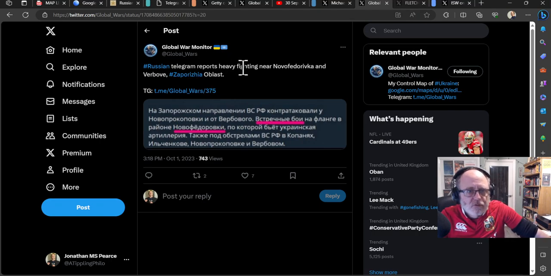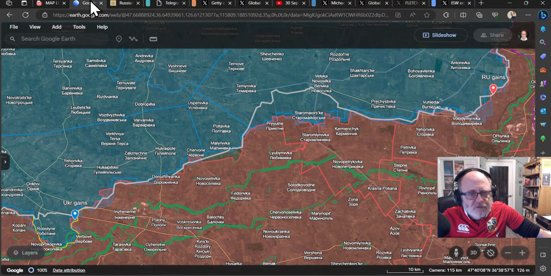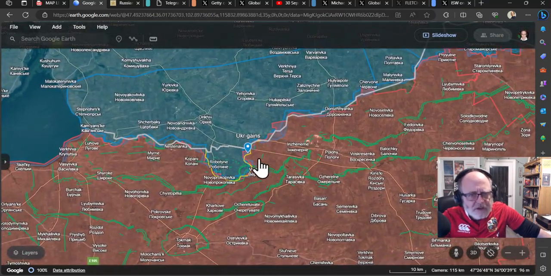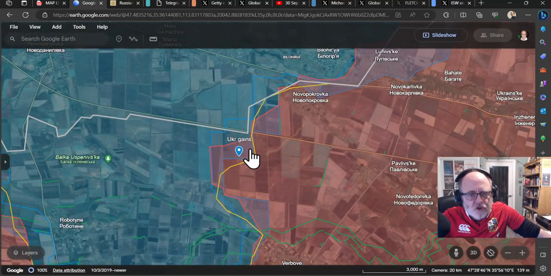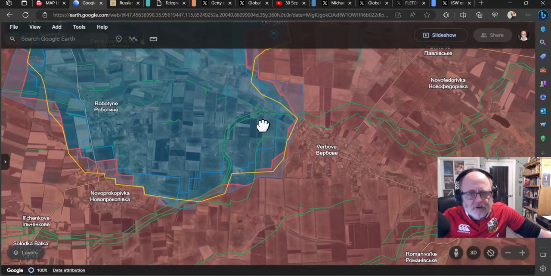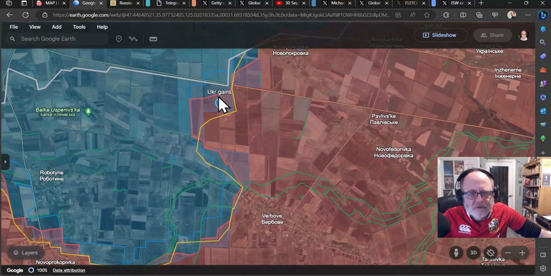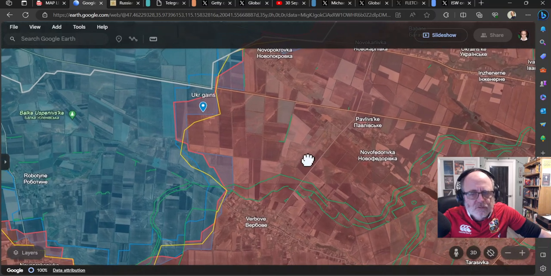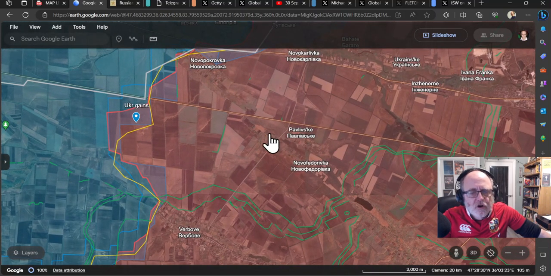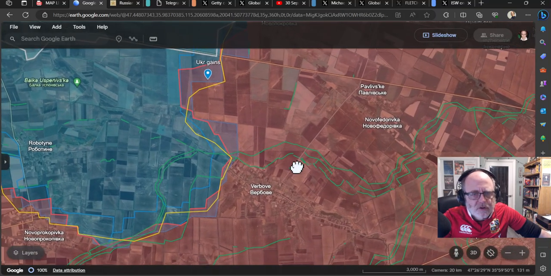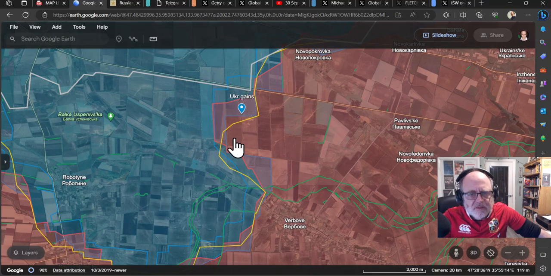Right, back to where I thought I was, which is the Verbove area. Here, Global War Monitor says a Russian telegram reports heavy fighting near Novofedorivka and Verbove. So we have heard this previously. And in fact, Andrew Perpetua has some gains here just north of Verbove. Novofedorivka is over in this direction. And we have heard that the Ukrainians are pushing there. There was talk about a potential encirclement of a unit here, the 56th, I think it was, of the Russians, and being cut off from another Russian unit. But I think that's more of a pipe dream. But there is heavy fighting there.